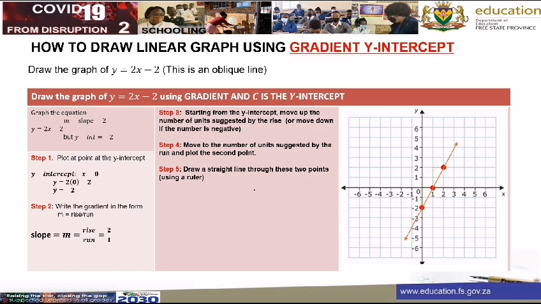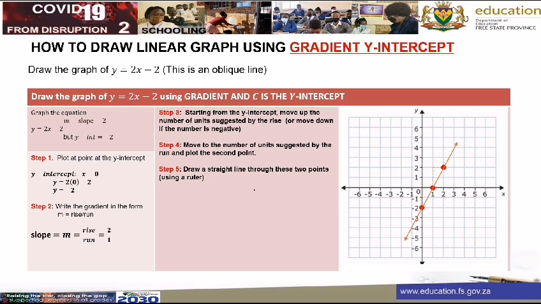In these 5 steps, that is where you're going to find the slope of the graph and the y-intercept of the graph. Let's start. The first step, plot a point at the y-intercept. Now, before we plot that point, let us find the y-intercept. Remember, when we were doing the dual intercept method, we said when we find the y-intercept, we let x be 0. Therefore, we substitute x by 0 into the equation y is equal to 2x minus 2. When we multiply 2 by 0, it is 0. And the answer is minus 2.